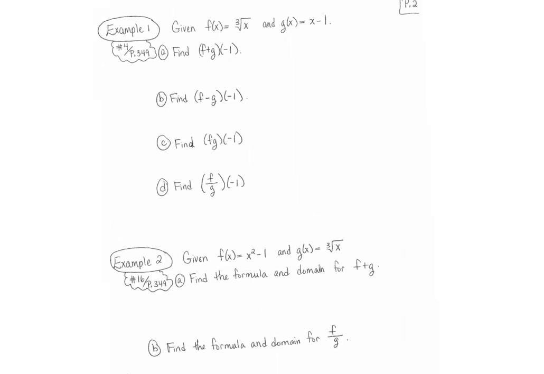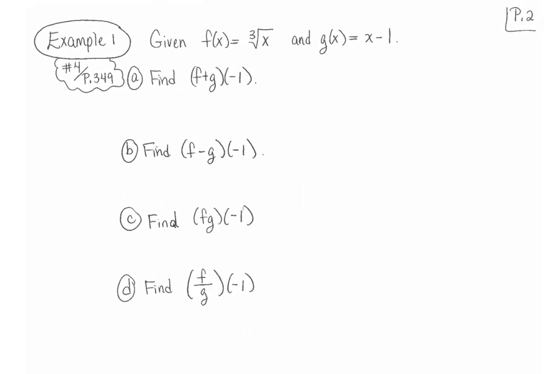Let's look at an example. Did everyone have that from the previous page? Okay. So given f of x equals the cube root of x, and g of x equals x minus 1. Let's find f plus g of -1 in part A. So here we're finding the sum evaluated at -1.